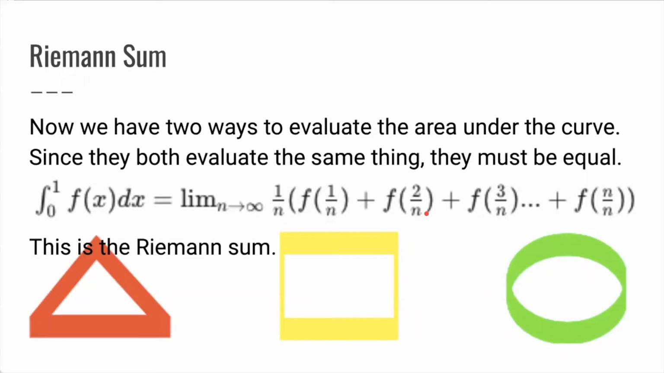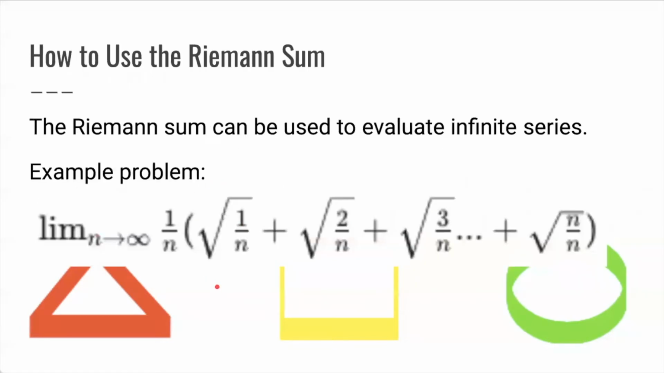So now we have two ways to evaluate the area under the curve. The first way was the definite integral, and the second way, as we just saw, is infinite series. So since they both evaluate the same thing, they must be equal. And this is the Riemann sum. So how do you use it?